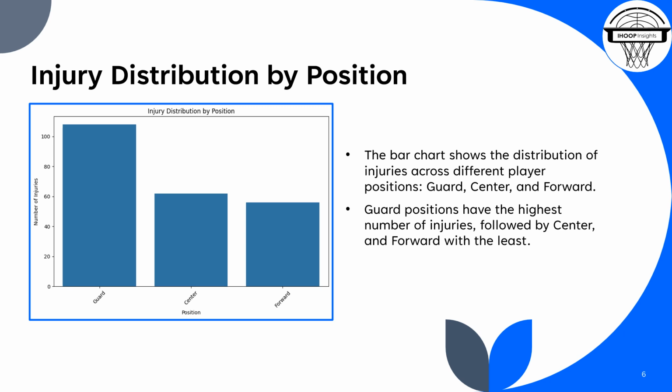So let's quickly go to our first chart here, where we are going to see the injury distribution based on position. You can see from the bar chart the distribution of injuries across different player positions: guard, center, and forward. And apparently, guard positions have the highest number of injuries, followed by center, and forward with the least.